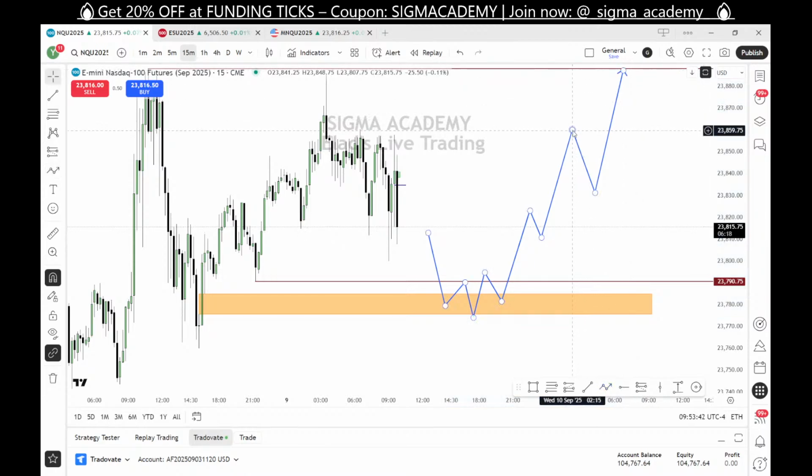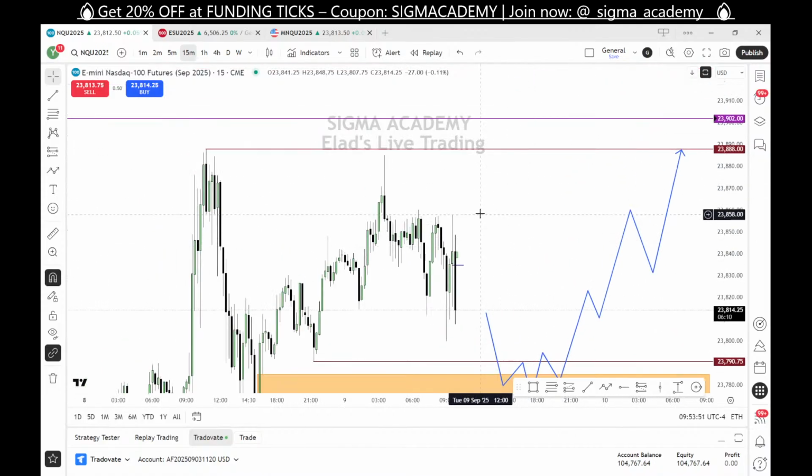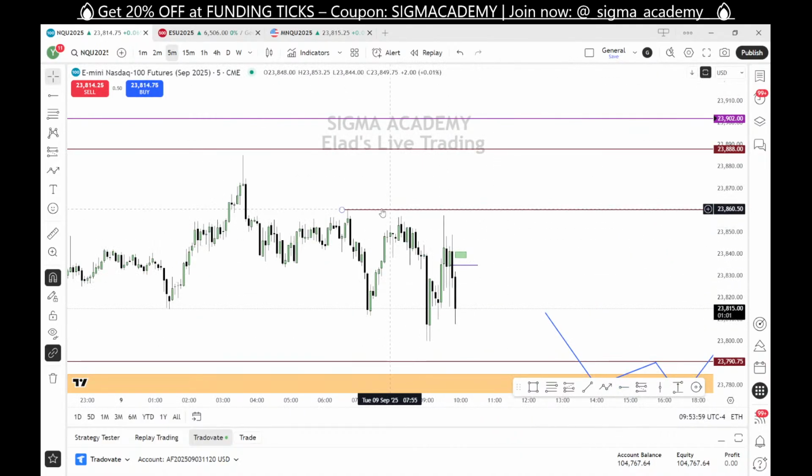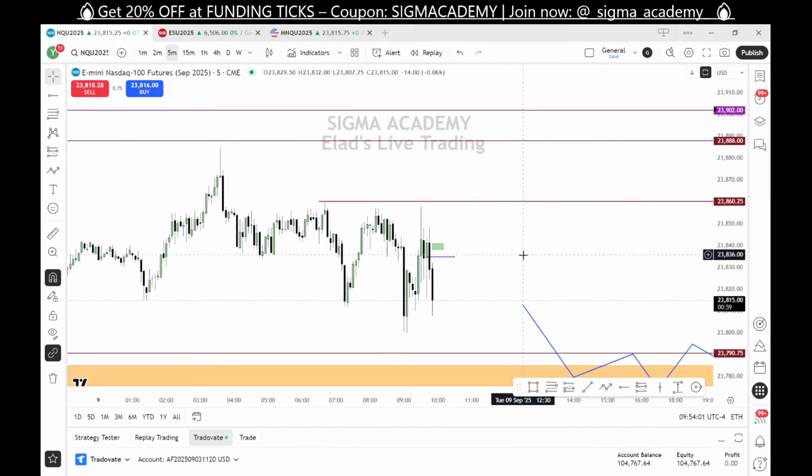This is where you should anticipate any partial taking, any pullback from the price, because we have a lot of orders right here. So you can see it on the 5-minute. Strong resistance.